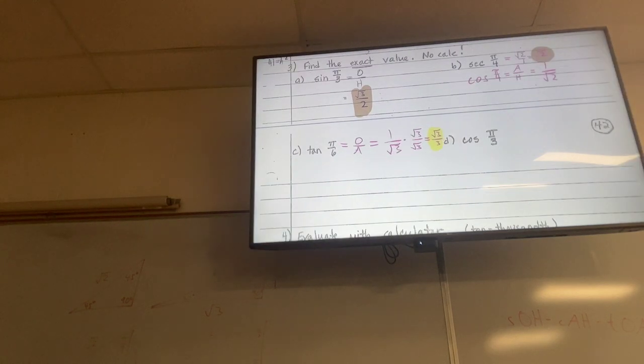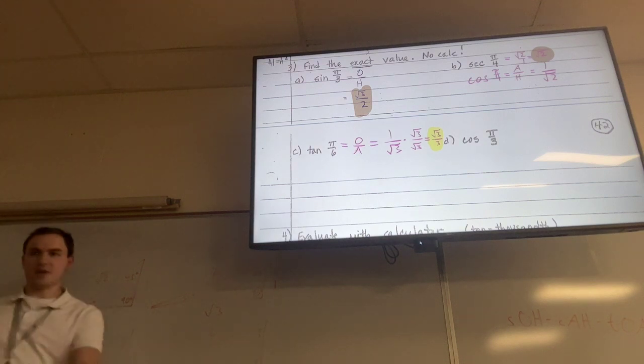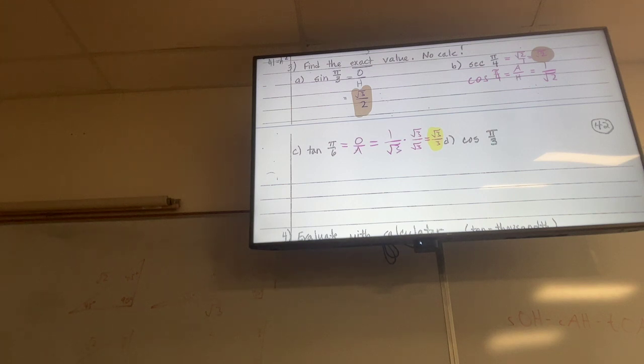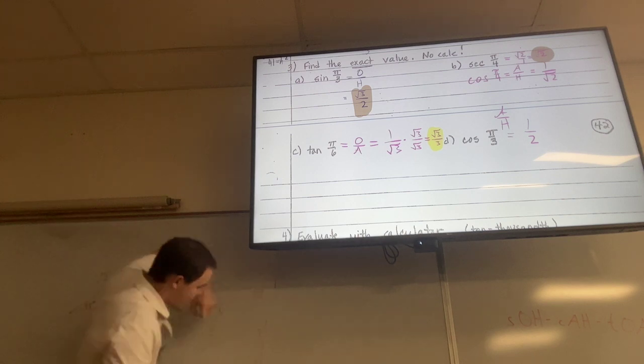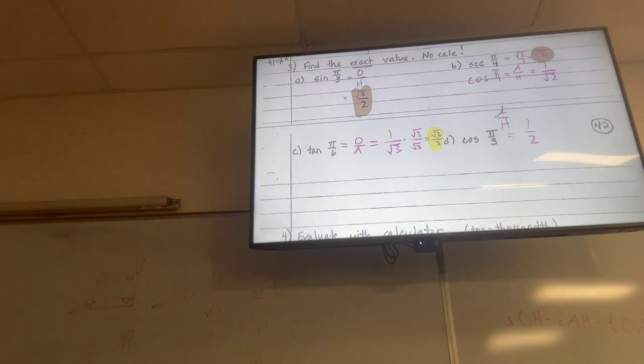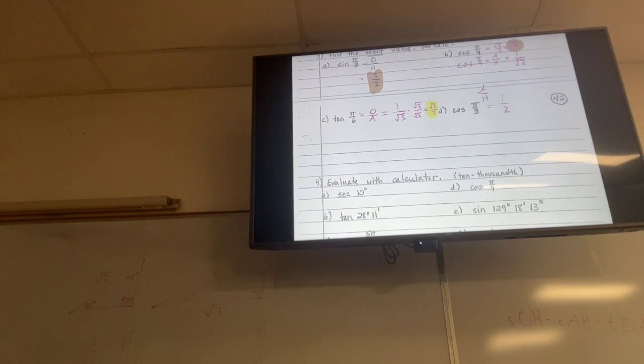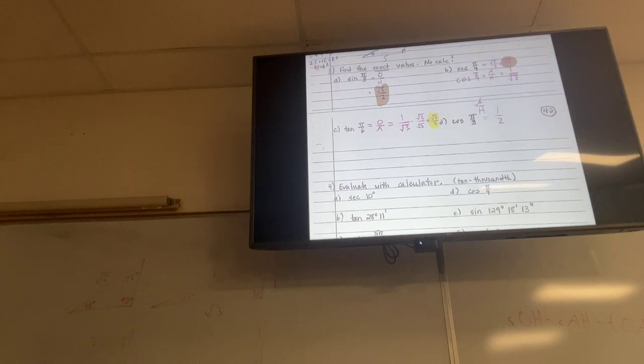Okay. How do I find the cosine of pi over 3? What's that going to be? Anyone know? Cosine is adjacent over hypotenuse. So the side adjacent to my pi over 3 angle is 1. The hypotenuse is 2. So it's going to be 1 over 2. Okay. Let's get that written down.